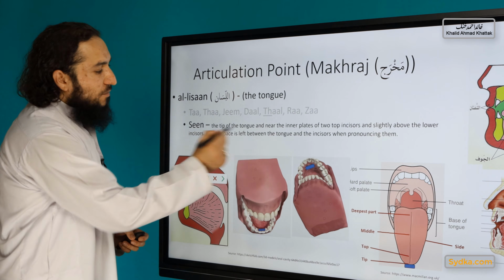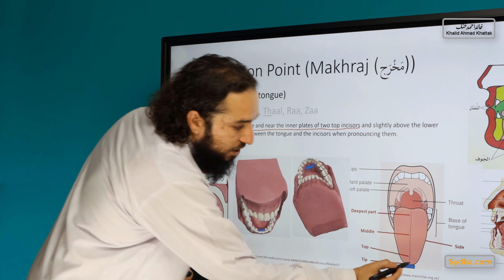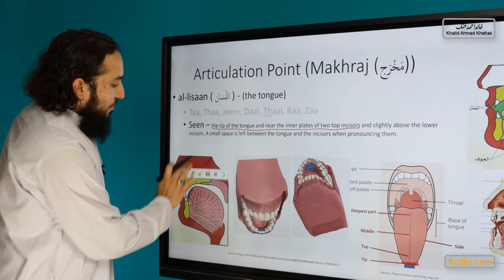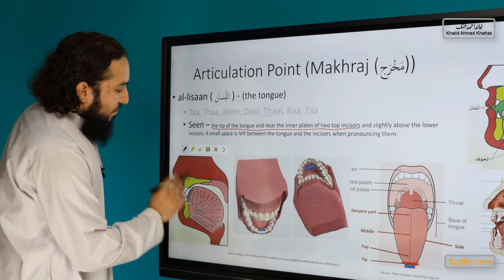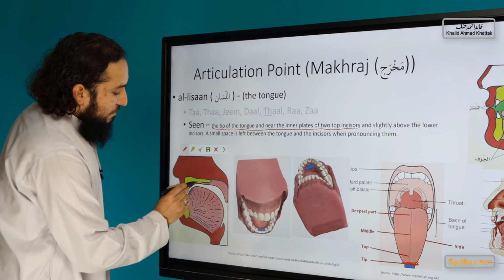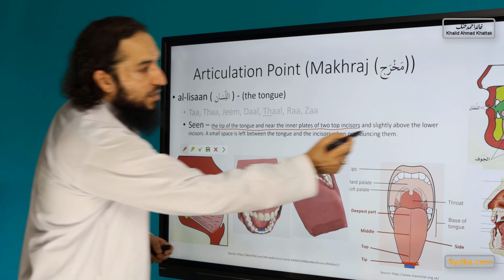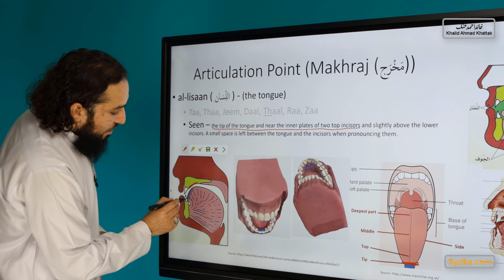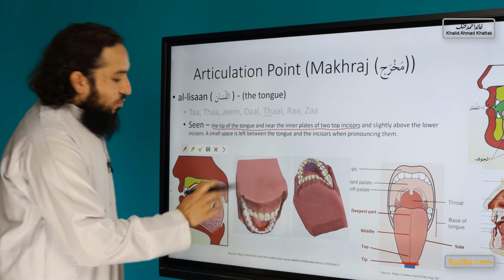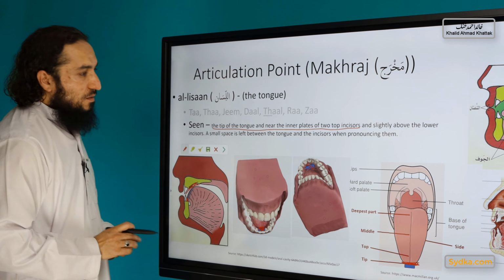The tip of the tongue is near the inner plates of the top two incisors, and slightly above the lower incisors. So a small space is left when we pronounce Sin, between the tongue and the incisors.